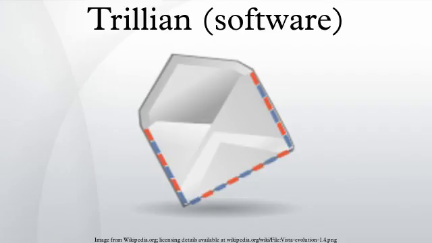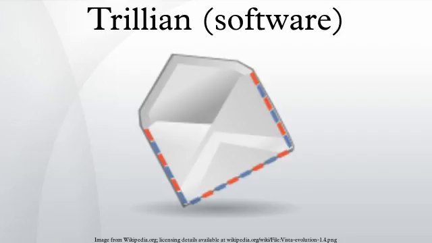Trillian is a proprietary multi-protocol instant messaging application for Microsoft Windows, Mac OS X, Linux, Android, iOS, BlackBerry OS, and the web, created by Trillian Studios. It can connect to multiple IM services, such as AIM, ICQ, Windows Live Messenger, Yahoo Messenger, IRC, Bonjour, XMPP, and Skype networks, as well as social networking sites, such as Facebook, Twitter and MySpace, and email services, such as POP3, IMAP, Gmail, Hotmail and Yahoo Mail.